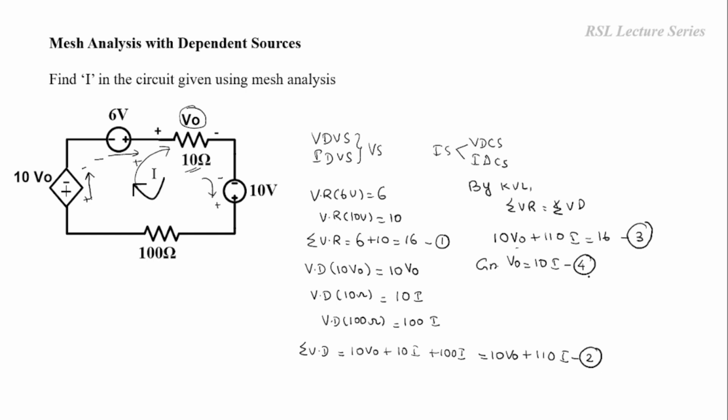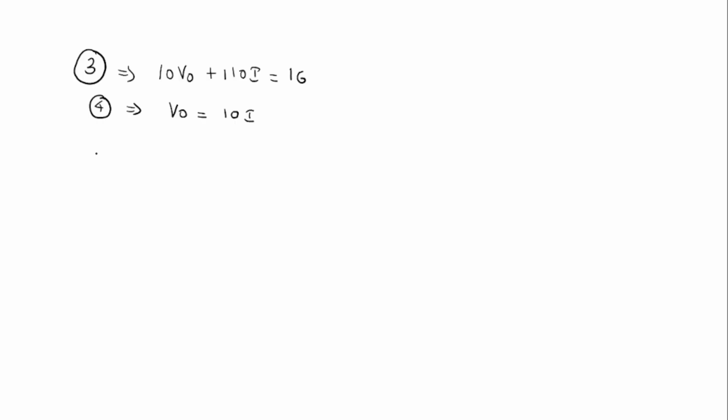So now we can substitute this equation number 4 in equation number 3. So these are the two equations we have obtained. Third equation: 10 V naught plus 110 I is equal to 16. And fourth equation: V naught is equal to 10 I. Okay. So now we'll substitute fourth equation in third equation. So now this equation 3 will become 10 into 10I plus 110I equal to 16.